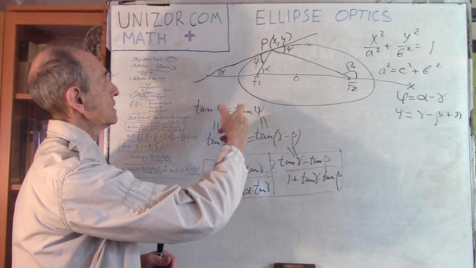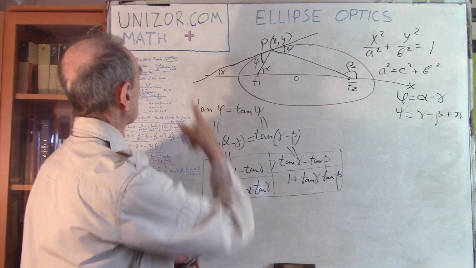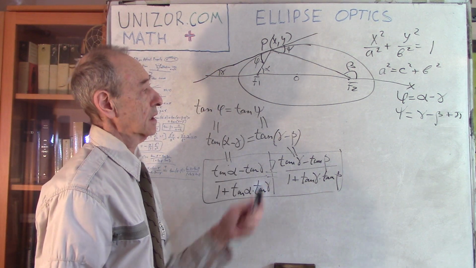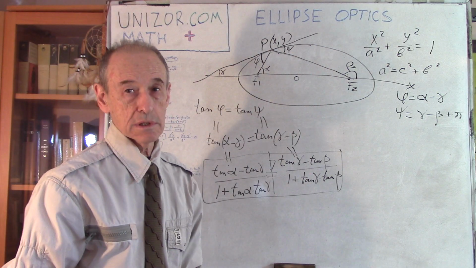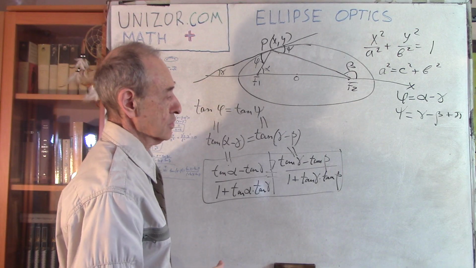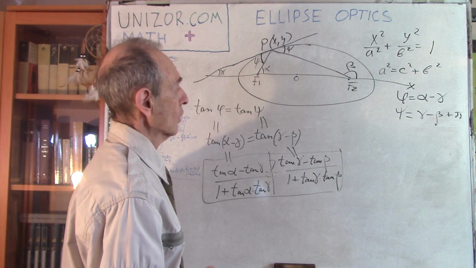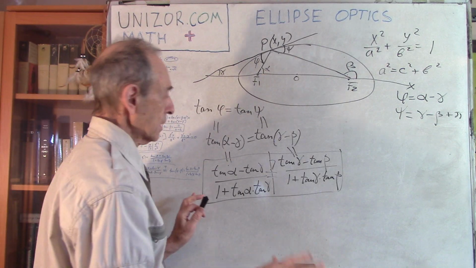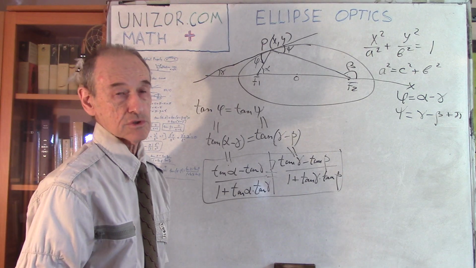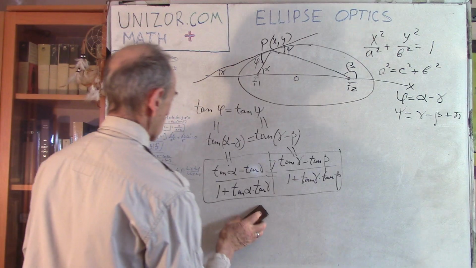And in the notes for this lecture, which you can go to unizor.com, choose the course Math Plus for all, and choose geometry and Ellipse Optics topics. That's where you will find the lecture and other lectures, by the way, and the notes for this lecture. So all I'm concentrating right now is to calculate all these individual tangents, alpha, beta, and gamma. And that's it. After that, you're on your own.